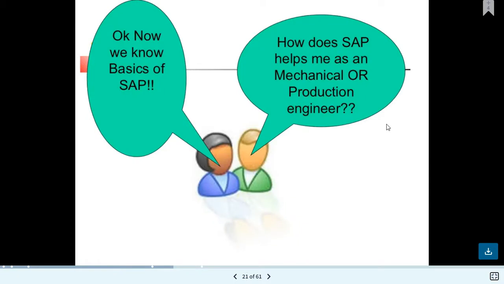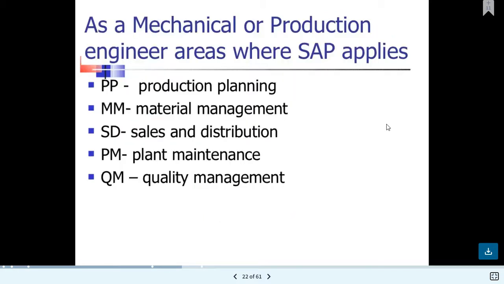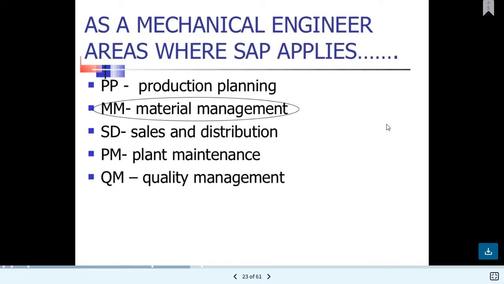Okay, now we know the basics of SAP and how SAP helps a mechanical or production engineer in industry. As a mechanical or production engineer, the area where we apply it is PP, production planning. If you are from a computer science background, that is very helpful to you as well. Also MM material management, sales and distribution, plant maintenance, and quality management. These are the major factors.